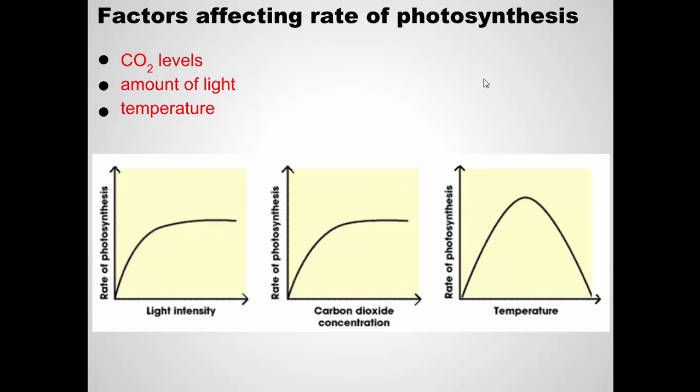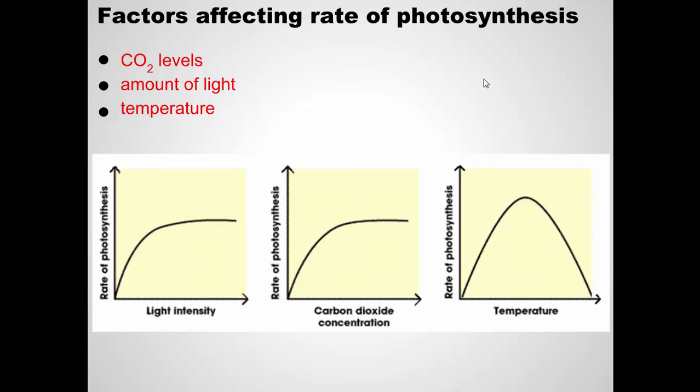Now what you'll see here, if we look at these graphs, light intensity. At very low levels of light, you have no photosynthesis. And as the amount of light increases, the rate of photosynthesis increases. But it sort of gets maxed out at a certain point, when adding more light is not going to allow photosynthesis to happen any quicker because it's being limited by other factors. Same thing with carbon dioxide. If there's no carbon dioxide, you can't have any photosynthesis. Increasing carbon dioxide levels increase the rate of photosynthesis, but again, that maxes out at a certain point.